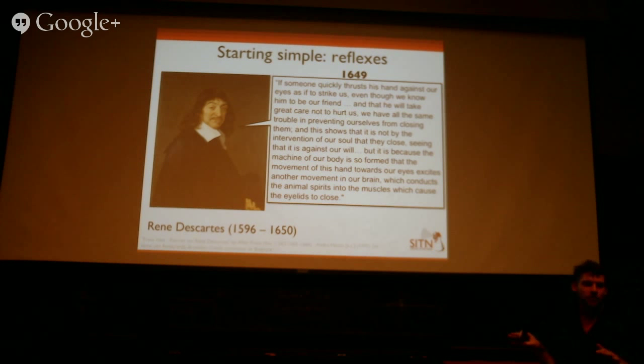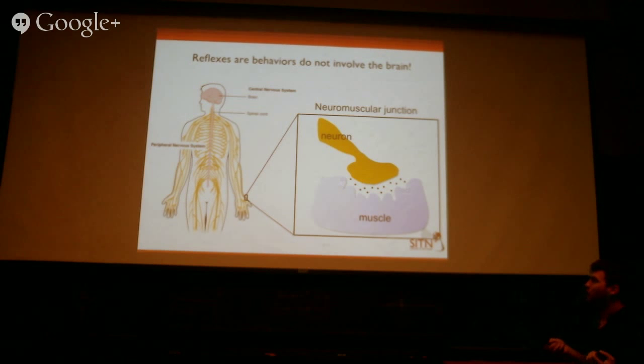So if we just pretend for a moment that's true, he actually says some pretty insightful things. He said a reflex is different because it's against our will. It's involuntary. And then it happens because the machine of our body is so formed. It's just the way that we're put together that causes a reflex to happen. And this is generally true, right? So when we think of a reflex, now we know it to be a behavior that really doesn't involve the brain, but that it occurs when a sensation comes in and turns right back around at the spinal cord before going up, and causes a behavior.